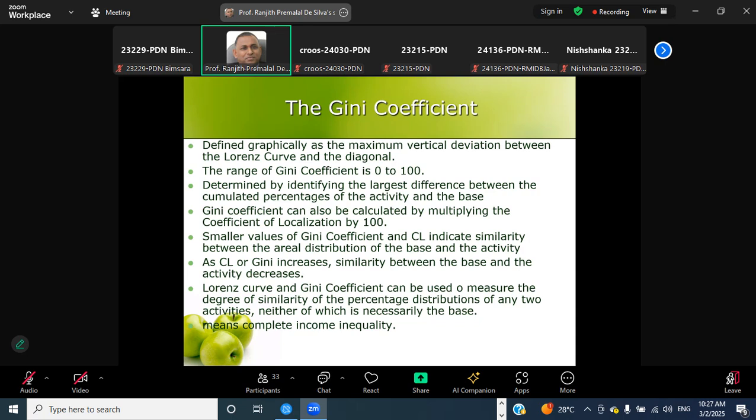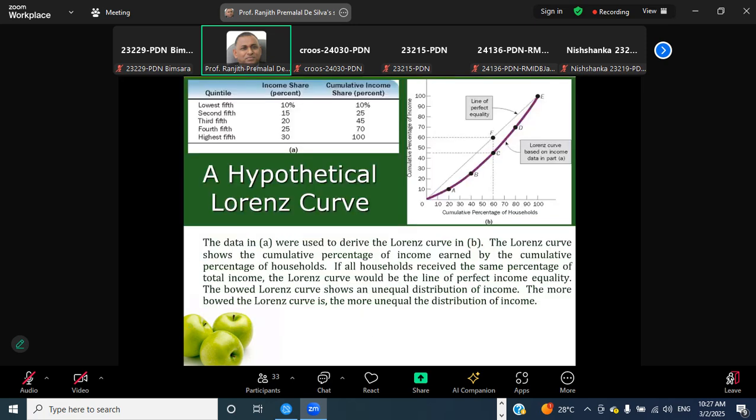The Gini coefficient is determined by identifying the largest difference between the cumulative percentages of the activity and the base. So you basically look at the largest difference between the cumulative values. You can do it from the table also. If you look at the first one, 10, the cumulative value for income is 10, and the cumulative value for households is 20, because 100 is divided into 5 quintiles. So the difference is 10.